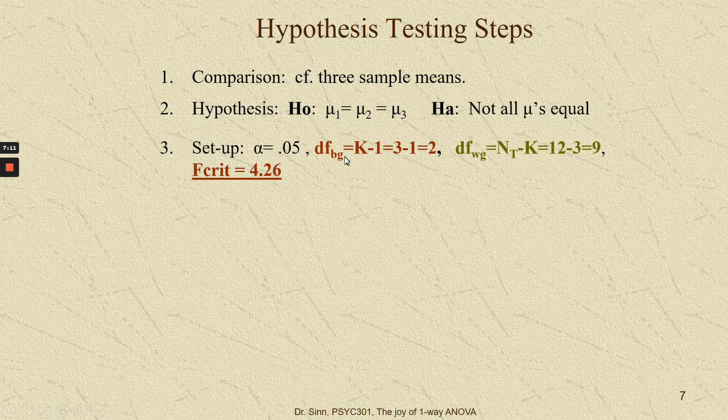Degrees of freedom between group is equal to the number of groups minus 1, so that's 2. Degrees of freedom within group, number of participants minus the number of groups. So we got 12 participants total, 4 times 3. 12 minus 3 is 9. With those two numbers, we could look up F critical in the back.